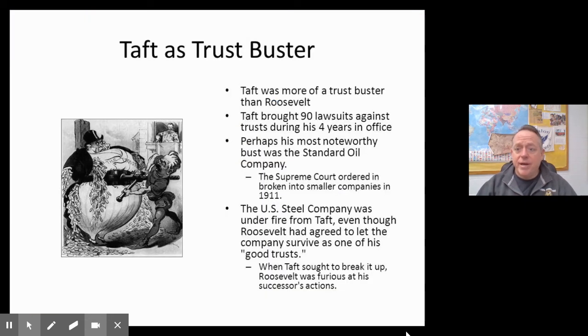Taft does not get credit at all, but he was a much better trust buster than Roosevelt. He busted more trusts in 4 years than Roosevelt did in 7. But a good term, especially if you're remembering a pebble for your essays, is Standard Oil. Okay, Taft broke up Standard Oil, which was the biggest, baddest trust of them all, in 1911. Broke it up into many different companies, and also he went after U.S. Steel, although he eventually never was able to actually break up U.S. Steel. This also is what angered Roosevelt, which is why Roosevelt will come back and run against Taft in 1912.